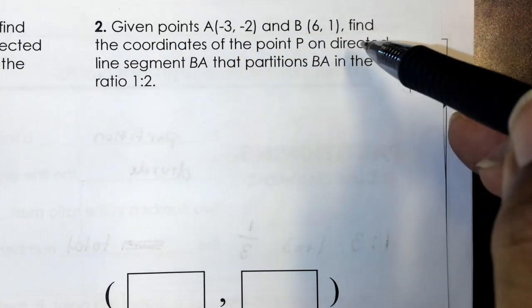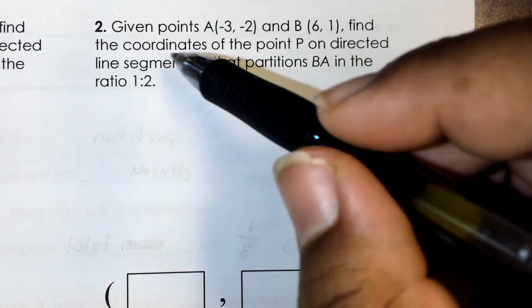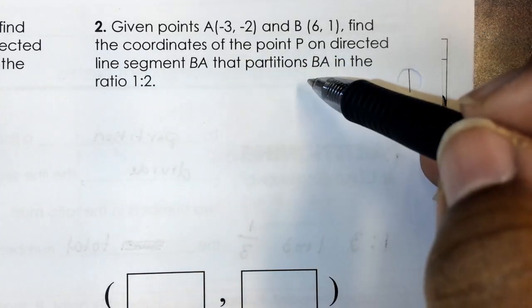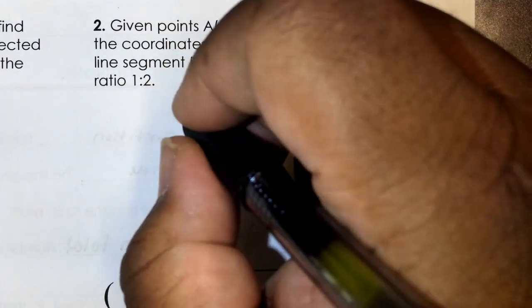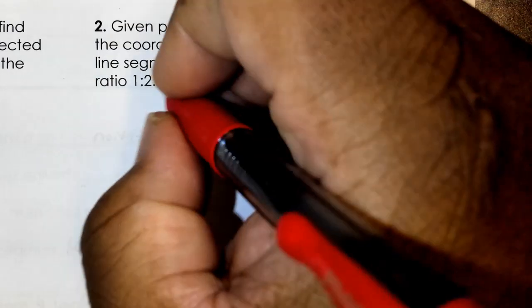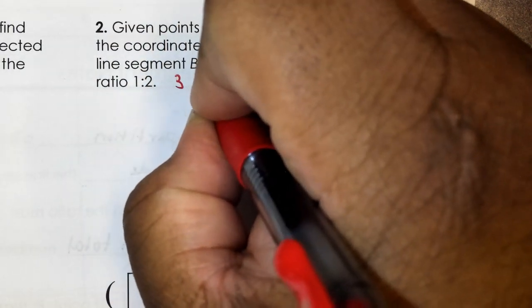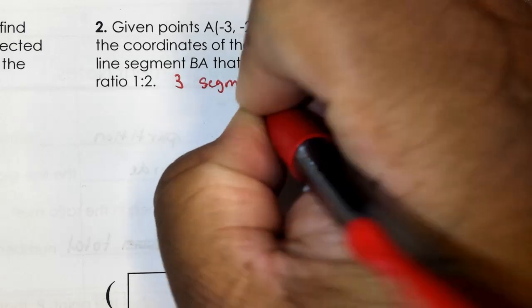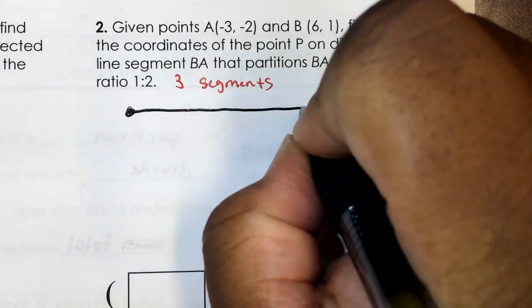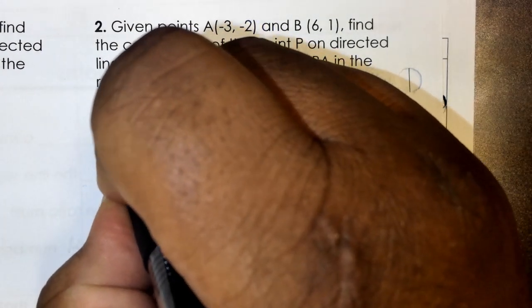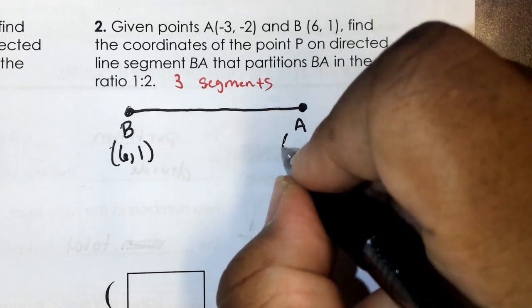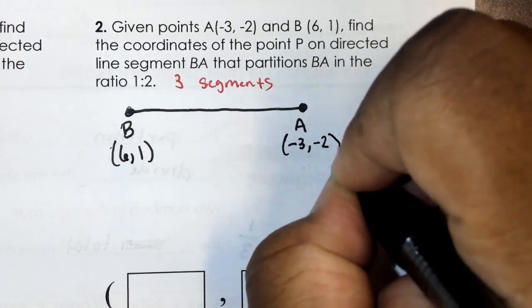Given these points, A and B, find the coordinates of the point P on the directed line segment BA that partitions BA into a 1 to 2 ratio. First things first, total number of segments. The line segment is BA this time. You should draw it that way, B to A. B is at 6, 1. A is at -3, -2.